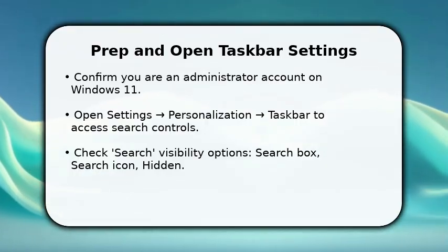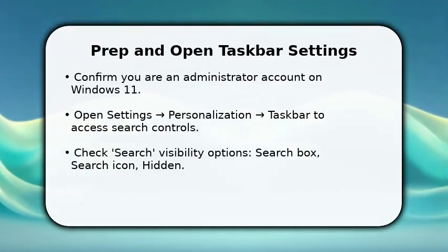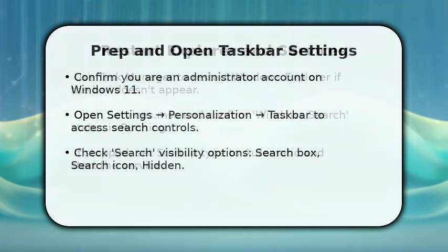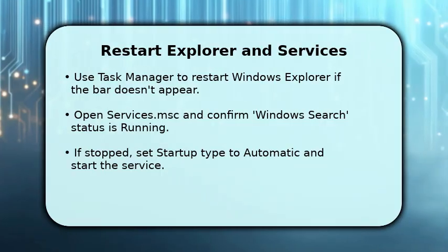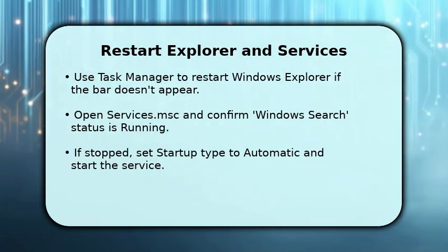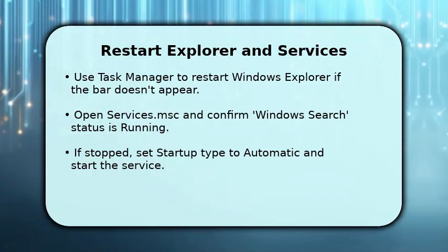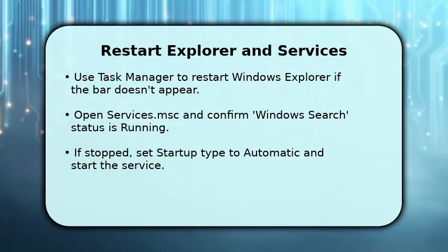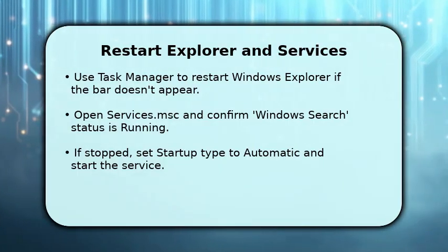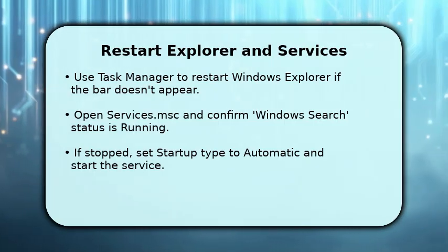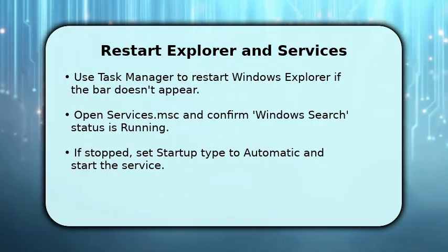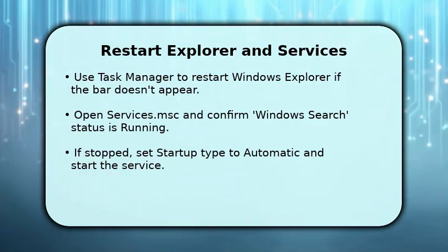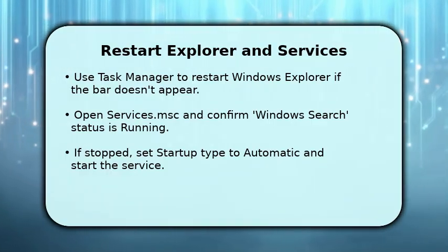If enabling search didn't immediately show the bar, restart Windows Explorer via Task Manager to force a UI refresh. Once Explorer restarts, open Services and locate Windows Search. This service powers the bar and indexing. If it's stopped, set Startup to Automatic and start it. This ensures search processes run after reboots. These steps fix common runtime issues because the UI toggle can be ignored until the underlying service is running.